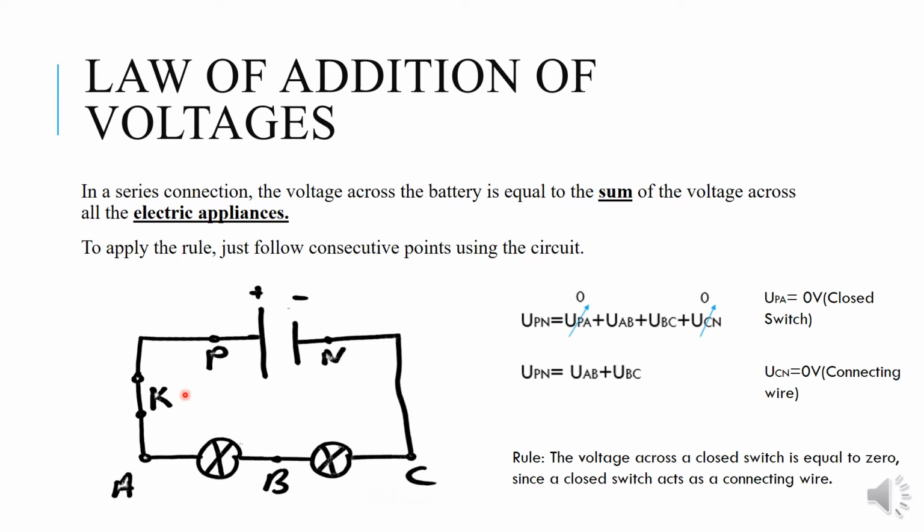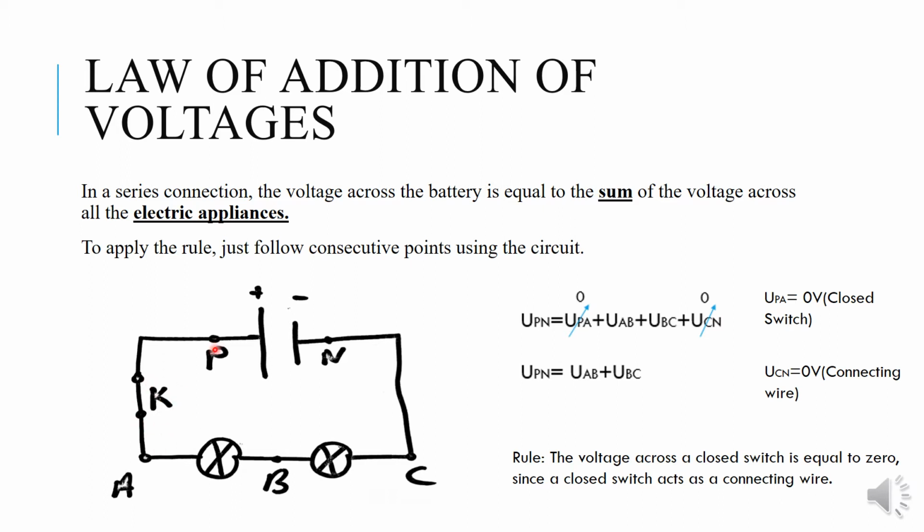In the circuit, we have a battery. We have a closed switch. In the previous video we didn't have a switch, now we have a closed switch, and we have two lamps. Let's apply the law of addition of voltages. UPN is equal to UPA plus UAB plus UBC plus UCN. This K is not a point in the circuit, okay? It's the symbol of the switch.